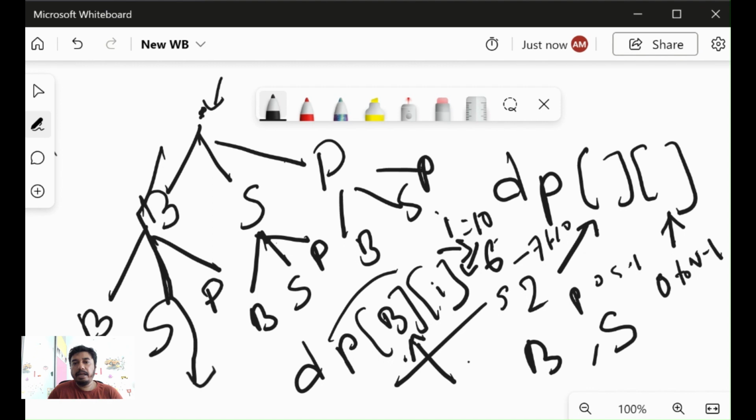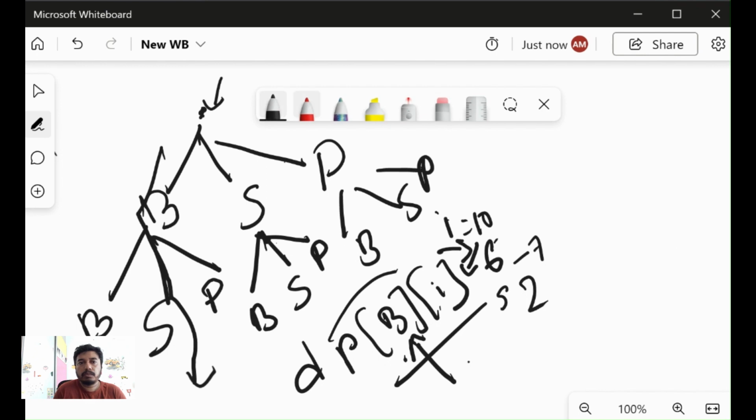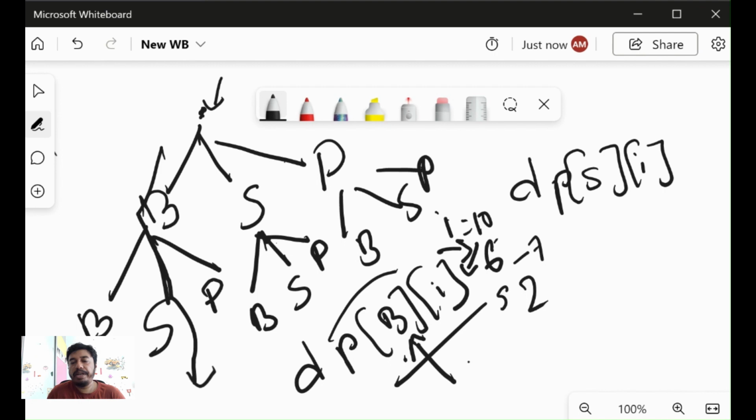Similarly, I define dp of S, i to be the maximum profit that I could have made from day 0 to day i, where my last activity was a sell activity. So this is similar to the previous one, but here I have my last activity as a sell activity.